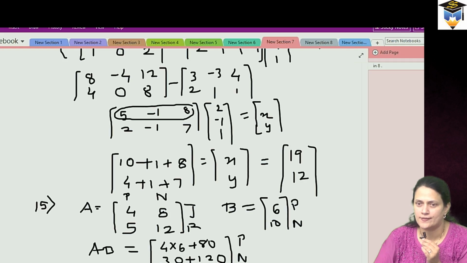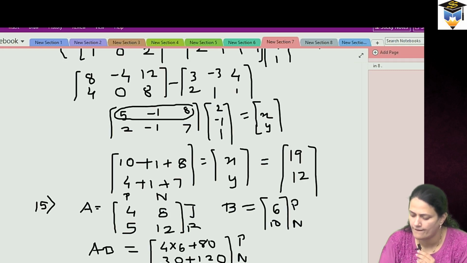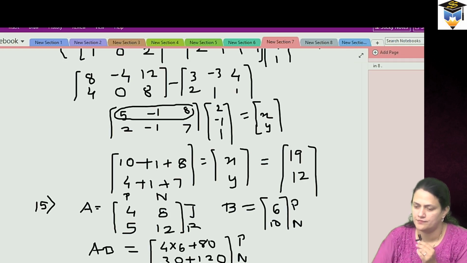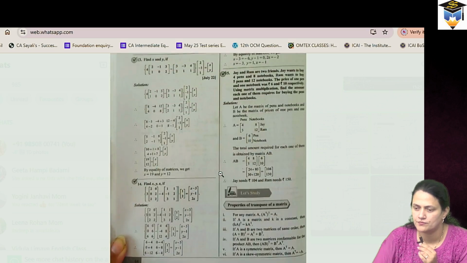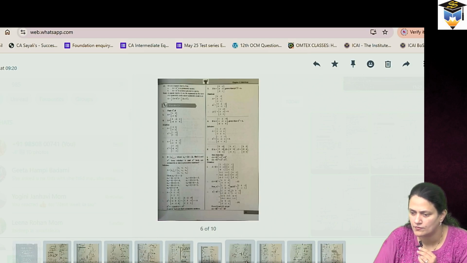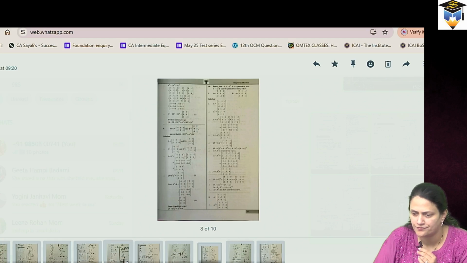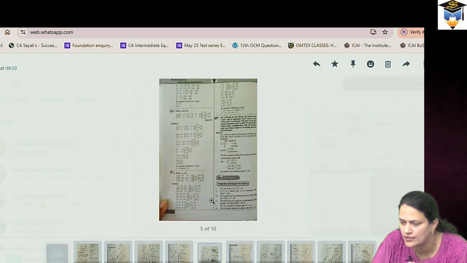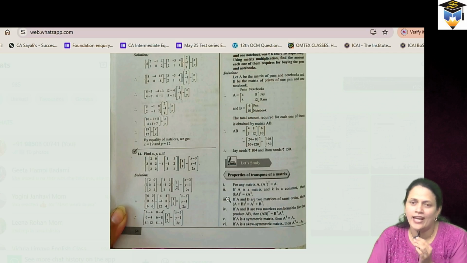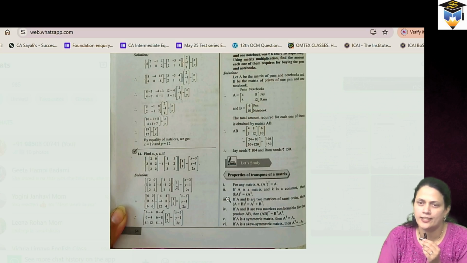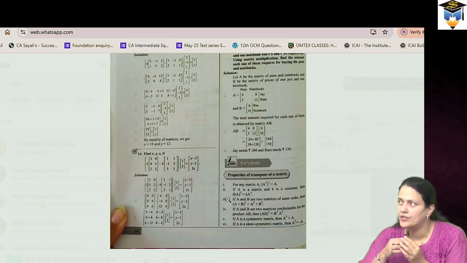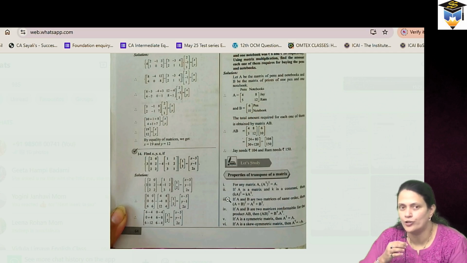Properties of transpose of a matrix. Have they given the properties here? Yes. So these are the properties of matrix. For any matrix A transpose of transpose is going to be A. Is it correct, Nidhi? Write it down. Write down the properties of transpose of a matrix. For any matrix A transpose of transpose, that is (A^T)^T, is going to be A. Second, if A is a matrix and K is a constant, then (KA) transpose is K A transpose.